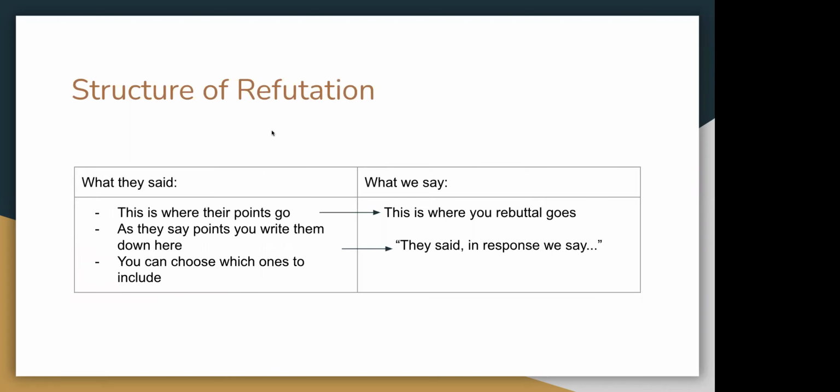Structure of refutation. This is just the way I do it. So I think this is just one way to introduce you to the point. But on my notes, I literally just have a table, right? At the top of my page, if you're using a regular lined piece of paper, there's the top line thing, so I draw a T chart basically. On one side of the T chart, I have a heading that says what they said. And then on the other side of the T chart, I have what we say, right?